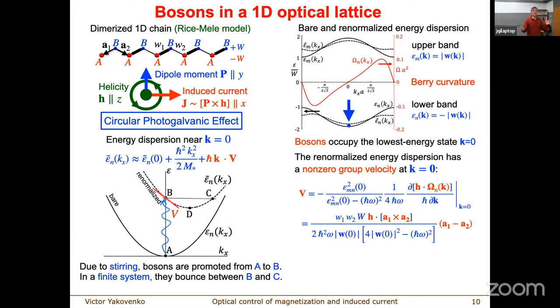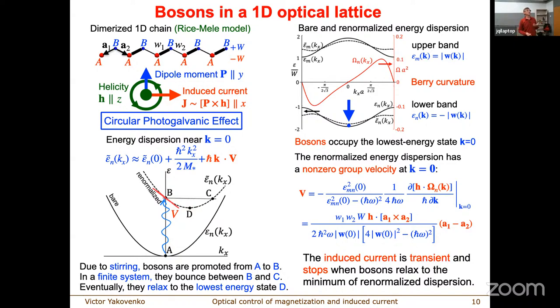However, what will happen next? If you have a finite-size system, they will eventually reach the end of the system, bounce back and go backward. So they go from point B to point C, which has opposite group velocity. So they bounce back and forth until they presumably eventually relax to point D at the bottom, and then will stay, with velocity zero. So the expectation is that this induced current will be transient. It will exist for a while, until the system relaxes to the true ground state, and then the current will be zero. And this is the subject of a big controversy in condensed matter, because some papers in the literature claim the opposite, but anyway.